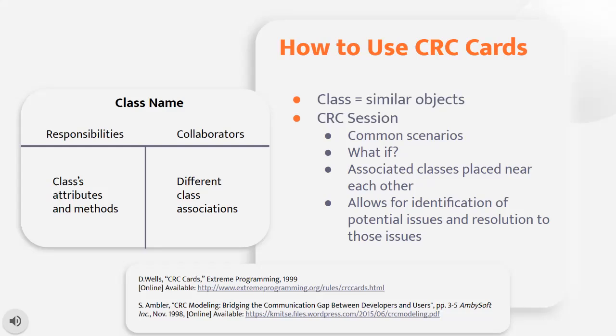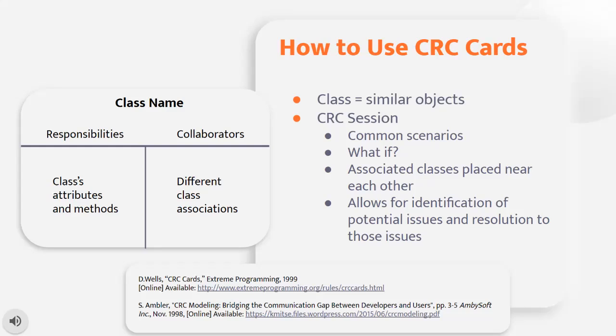A CRC session starts off with a member of the team walking through the program and talking about how a card, which represents a class, interacts with another card. What if situations are often presented to help cover all the potential uses and interactions of the classes. The cards are then moved around and objects that collaborate with one another are set closer to each other. Through doing this, any weaknesses or problems can easily be identified.